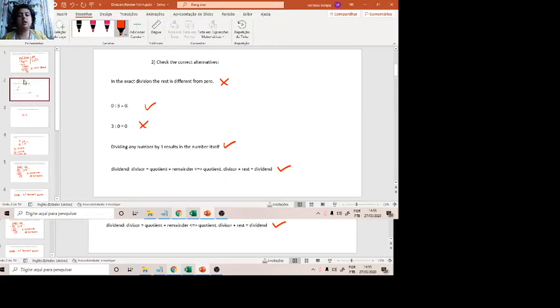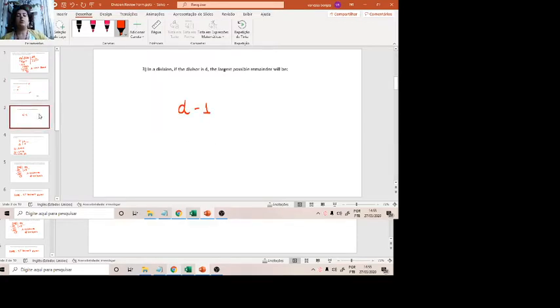Then dividing any number by 1 results in the number itself. That's true. For example, 3 divided by 1 is 3. And then it says dividend divided by divisor is equal to the quotient plus the remainder, or is the same as quotient times divisor plus rest is the same as dividend, and it's true as well.